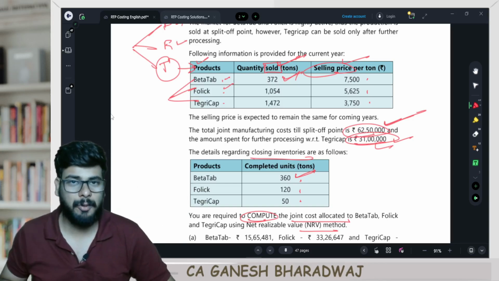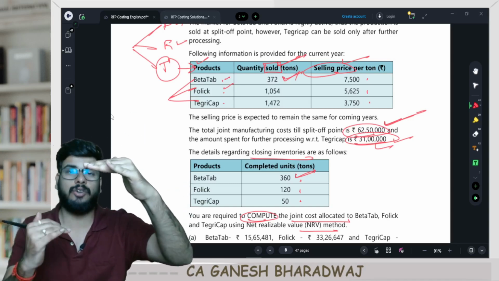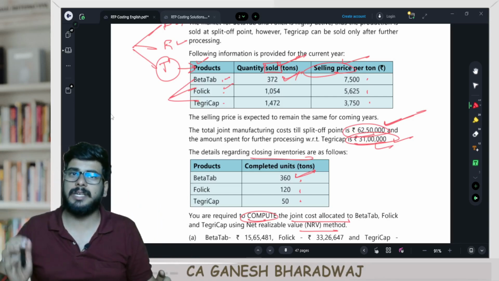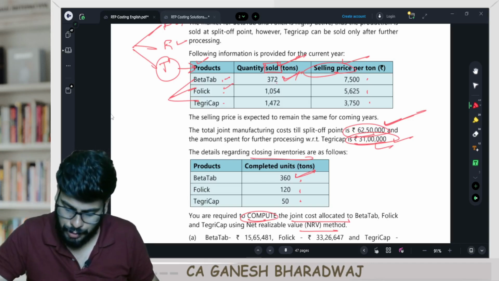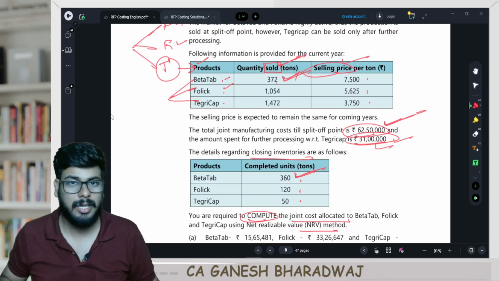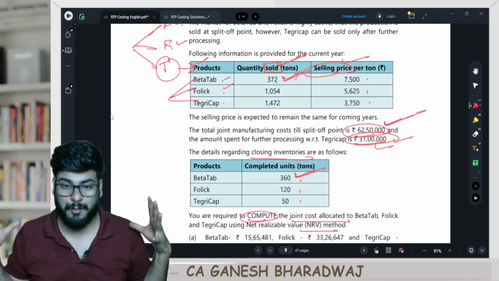So what is the total production? Total production is, basically, the units sold plus closing FG minus opening FG. Opening FG is not there, take it as 0. So basically in this case, the total units produced is going to be units sold plus closing value of FG, the closing units, correct? Right? Closing stock, you add the two, you arrive at the total units produced.